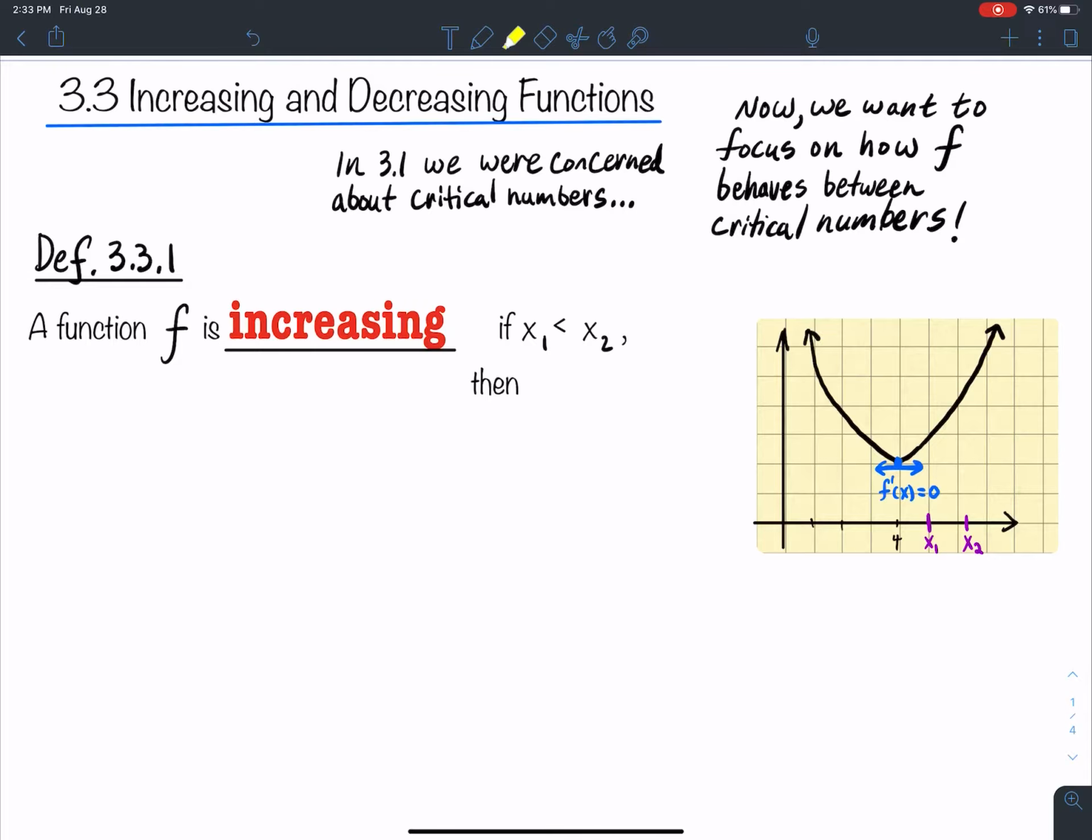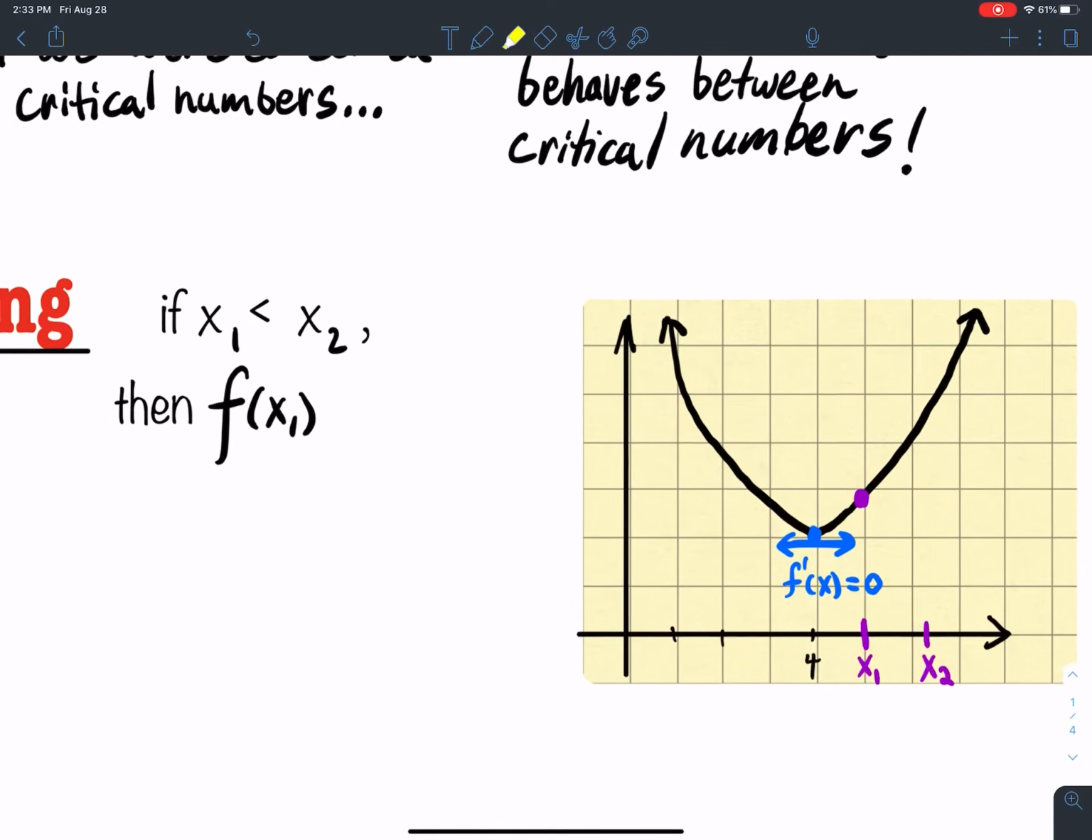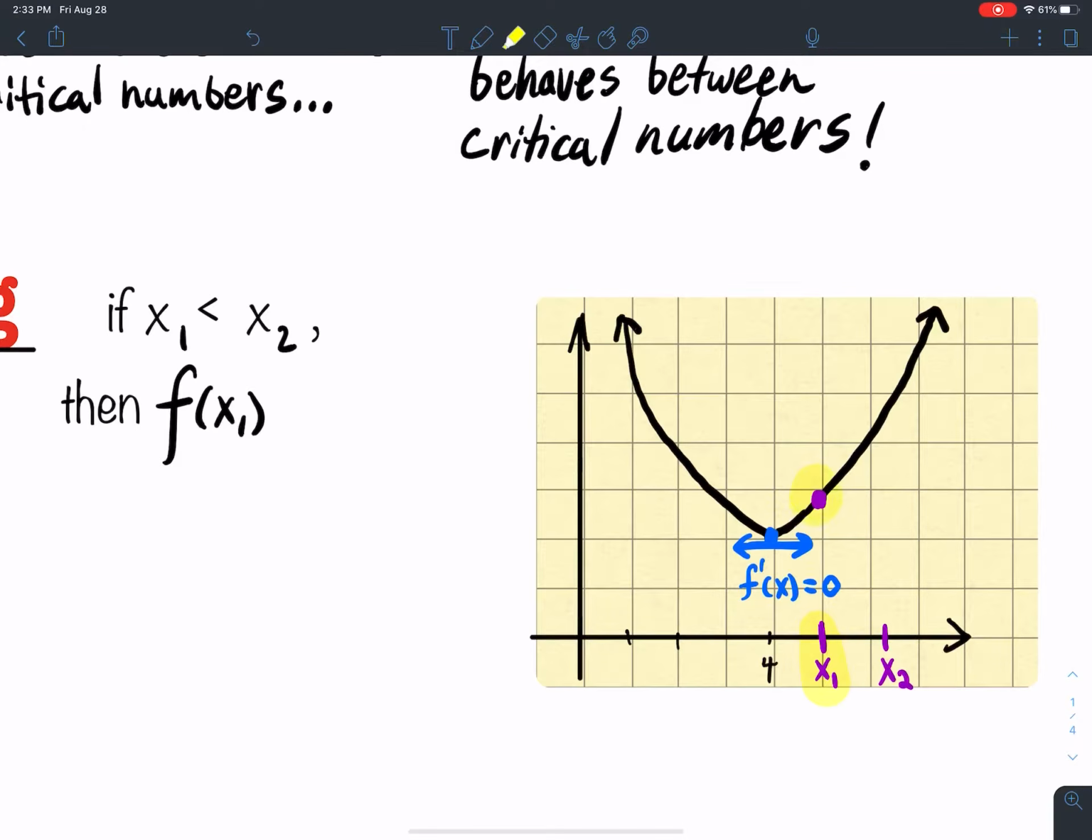And so if this is the case, then what do I know about f of x1? Well, I take x1 and I plug it into my f graph here, and it outputs there. And then I take my x2 and I plug it in for f, and it outputs there. How do these 2 points relate to each other? Well, clearly you can see that f of x2 has a higher value than f of x1 does. So f of x2 is greater than f of x1.